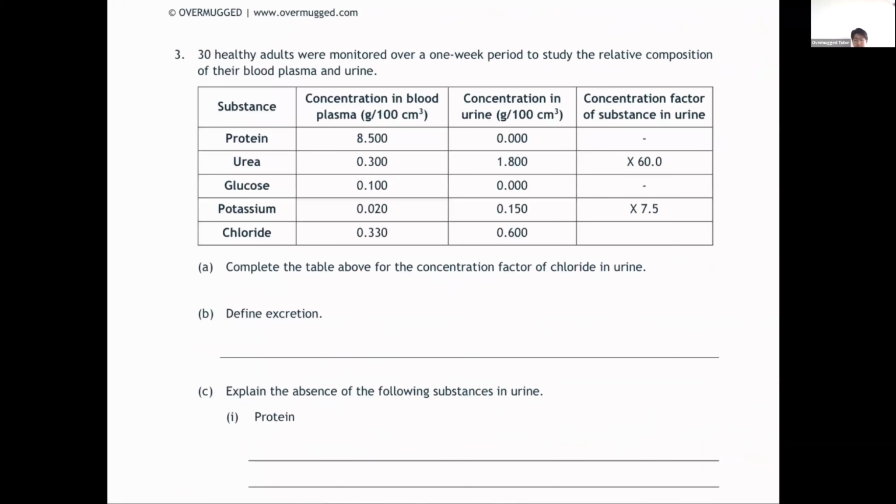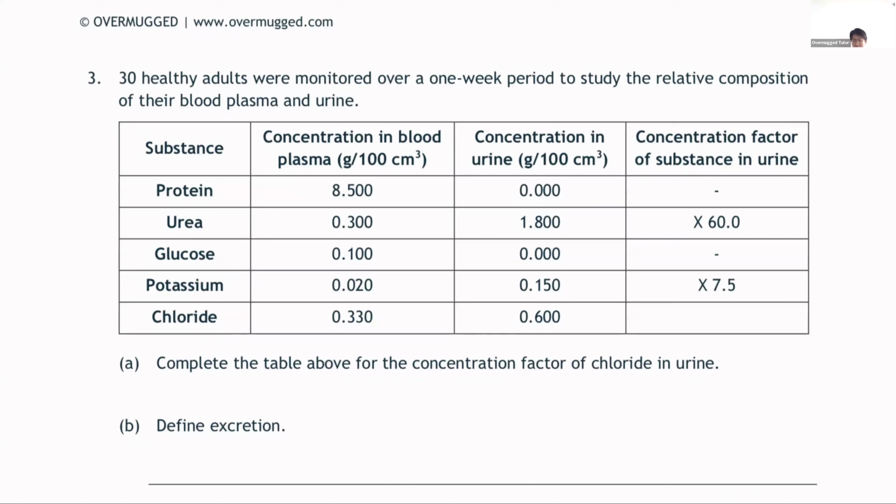Okay, so we're going to an exhibition here. We're looking at concentration factor. This is just a little bit of math. We have two examples here already. So concentration factor means by how much urea is concentrated in urine as compared to blood. What math do I do? Urea is concentrated by 60 times like this. So what math do I need to do to get this number? Which one divided by which one? Yeah, urine divided by blood plasma.